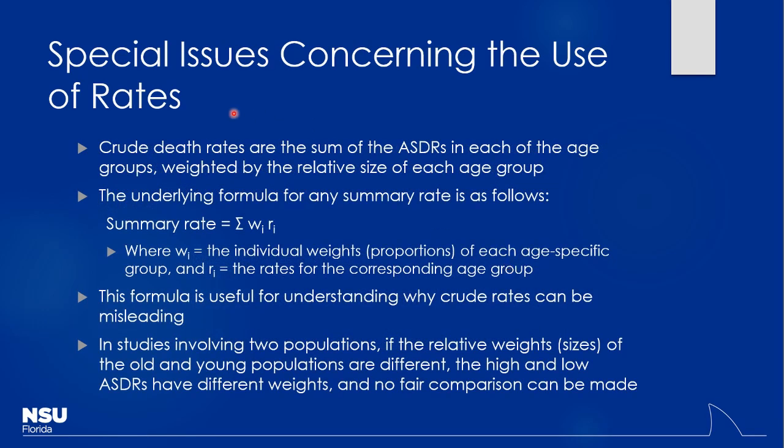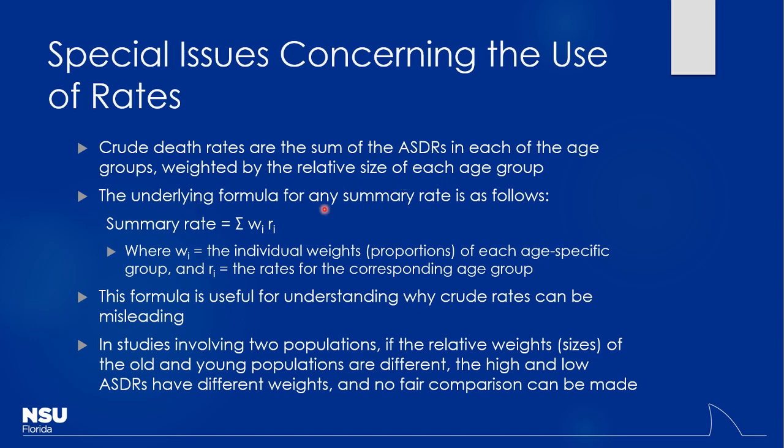And so basically what you're going to do is take those crude death rates, sum up all those age-specific death rates in each of the groups, and then weight them by the relative size of each of the age groups. So in Ecuador, which age groups do you think had the heavier weights? Younger populations, right? Because their median age was younger. Versus in Sweden, the heavier weights were more assigned to the older groups, okay?